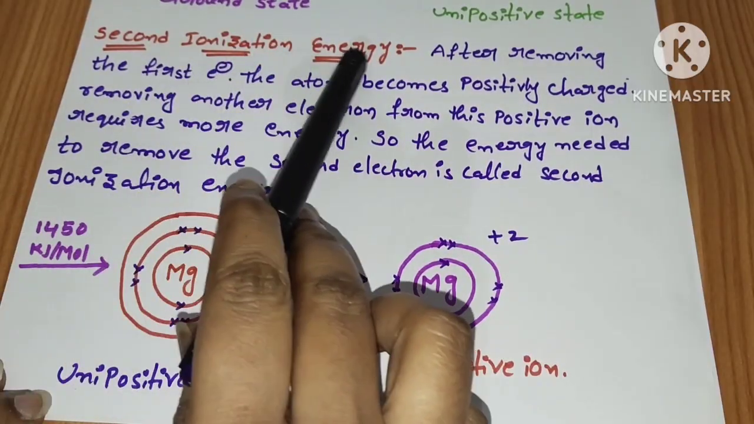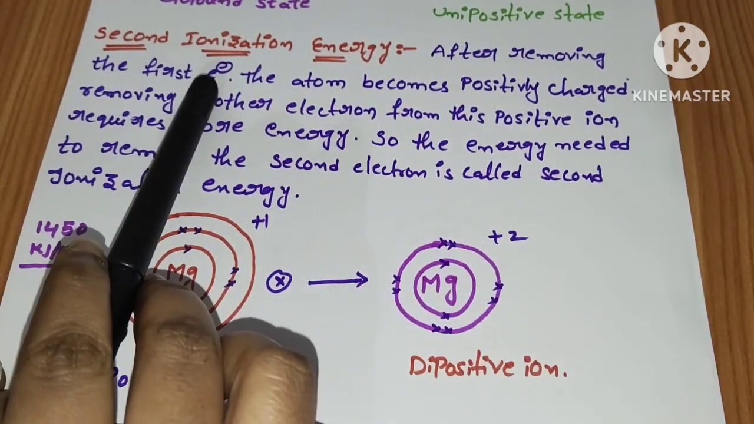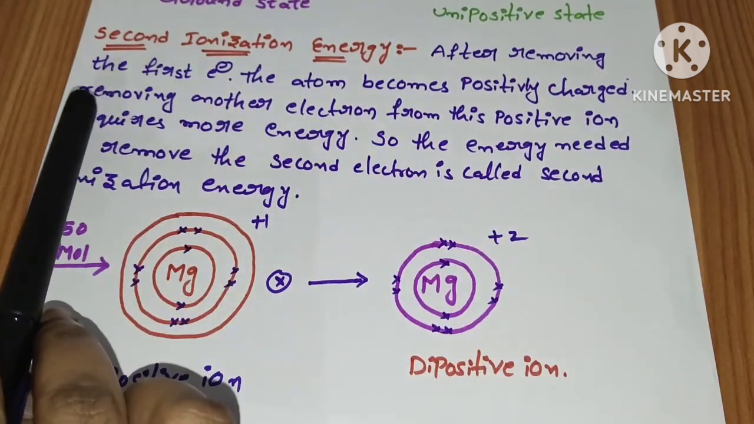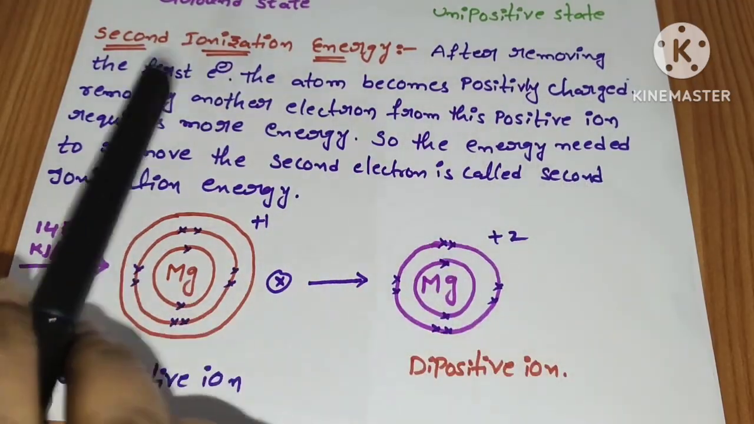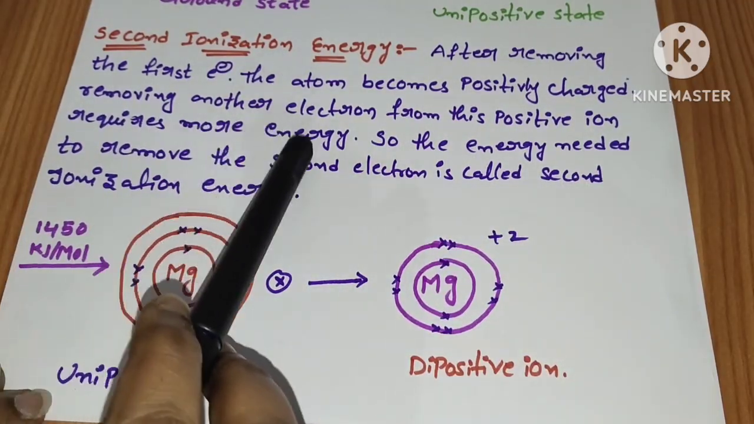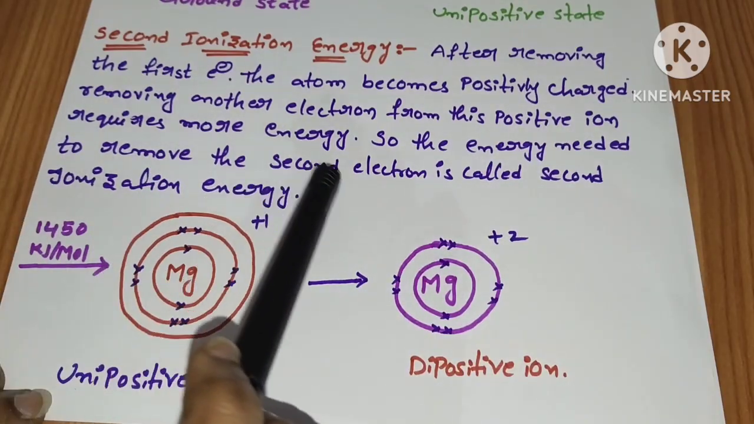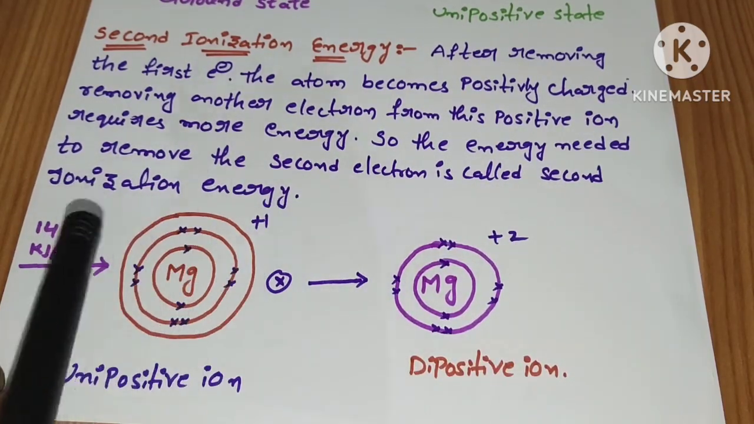Next, second ionization energy. After removing the first electron, the atom becomes positively charged. Removing another electron from this positive ion requires more energy. So, the energy needed to remove the second electron is called second ionization energy.